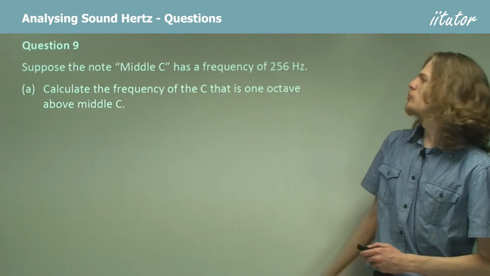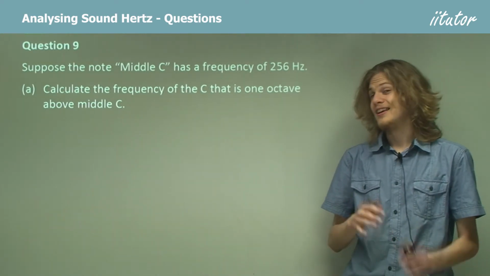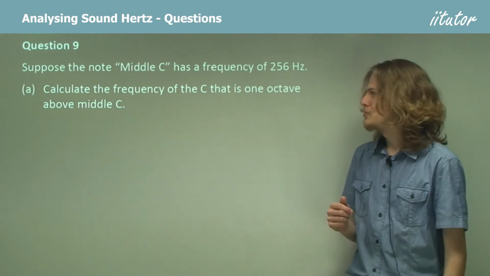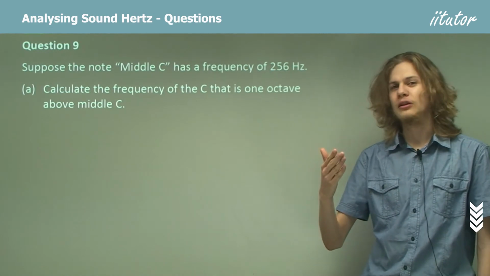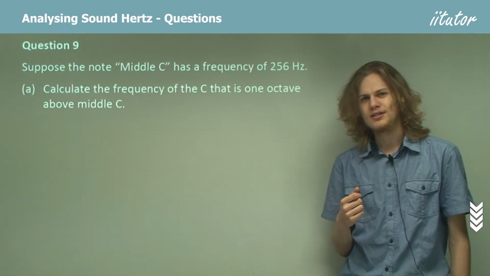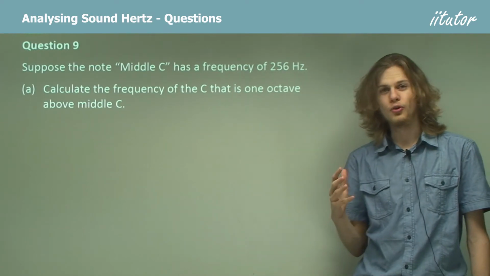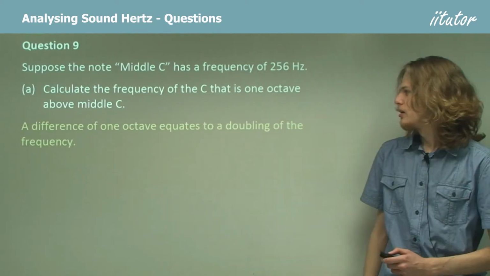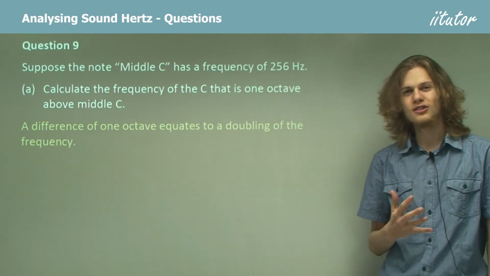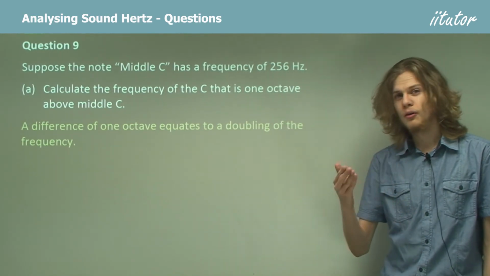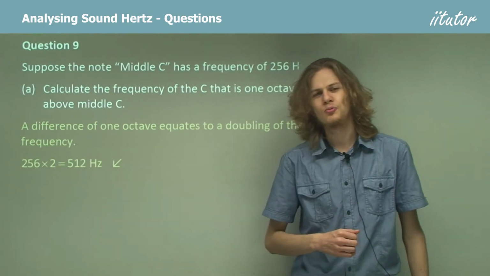Question 9. Suppose the note middle C has a frequency of 256 Hz. This isn't exactly accurate, but it's accurate enough for our purposes. Calculate the frequency of the C that is 1 octave above middle C. So how is this going to change? Well, we know that 1 octave corresponds to a doubling of the frequency. We know that the frequency of our starting note, middle C, is 256 Hz, so to move 1 octave up, we just double it. 256 times 2 is 512 Hz.